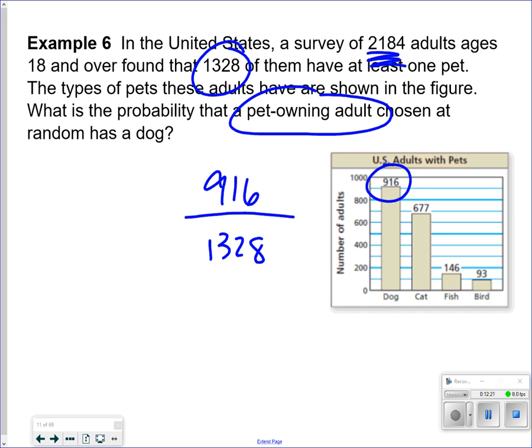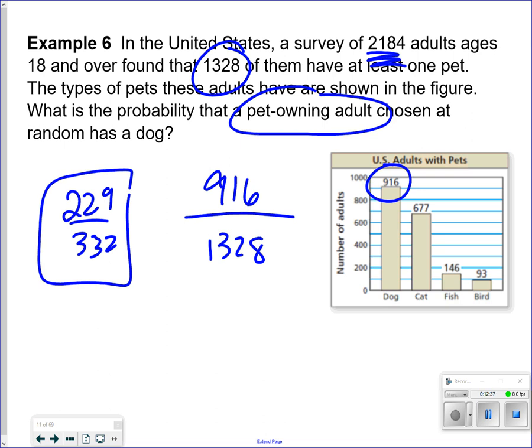Again, please make sure that you reduce all fractions. Even though that answer is correct, I will take a point off for not reducing the fraction. So it should be 229 out of 332 as a reduced fraction. Now, if you turn it into a decimal, fine. If you turn it into a percent, fine. But if you're going to leave it as a fraction, you need it as a reduced fraction.